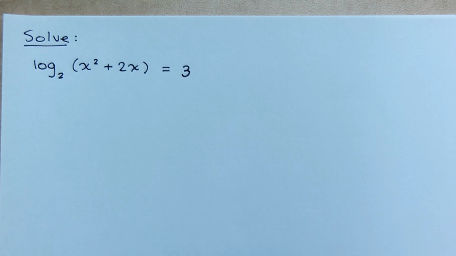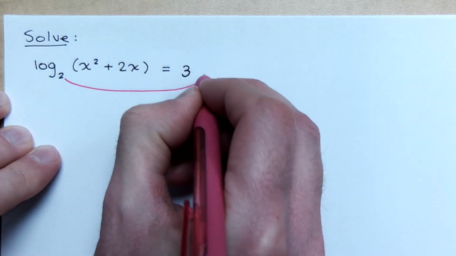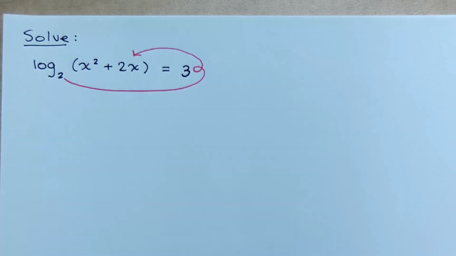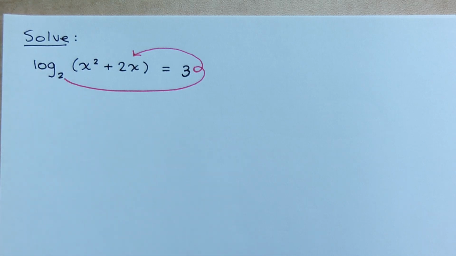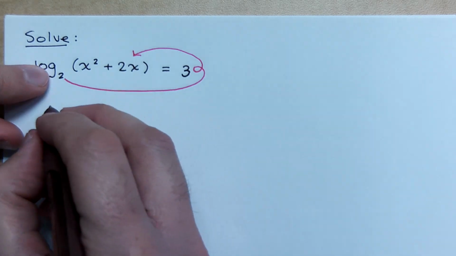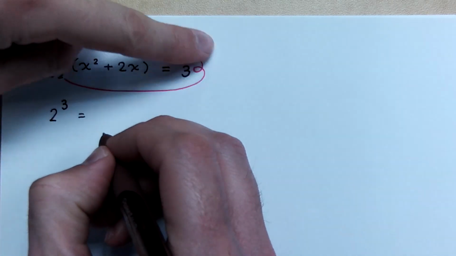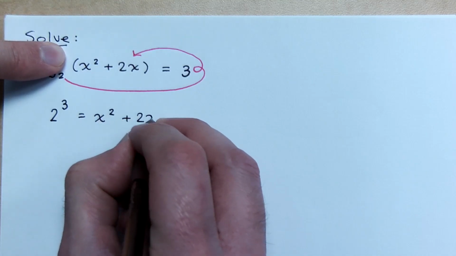How do I rewrite this logarithmic equation? 2 to the third equals x squared plus 2x. So you fly the plane. 2 raised to the third. Remember, let my words echo in your mind. The answer to the log is the power. So exponents work differently than multiplication. So I'm going to say 2 raised to the third equals the expression on the inside: x squared plus 2x.